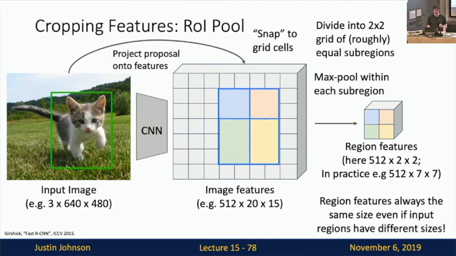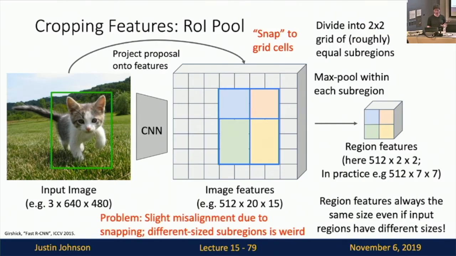And now we can backpropagate through this in the way that we would normally backpropagate through max pooling. When we get upstream gradients for the region features, we'll propagate them down into the corresponding regions in the image features. And when we're training on batches containing many, many regions for the same image, we'll end up getting gradients over most of the entire image feature map. This is a little bit complicated.